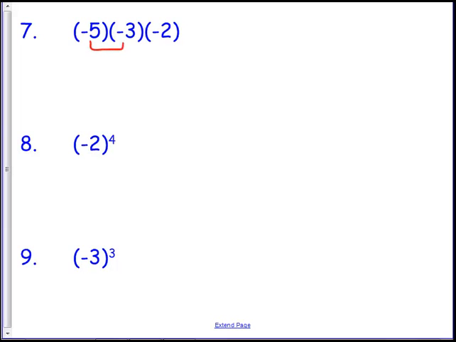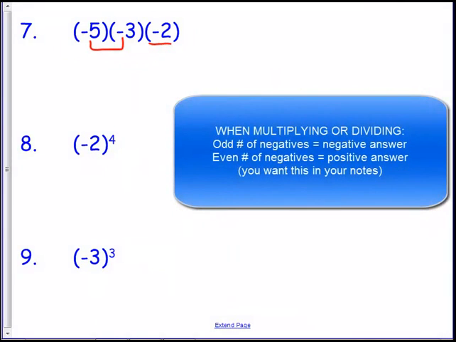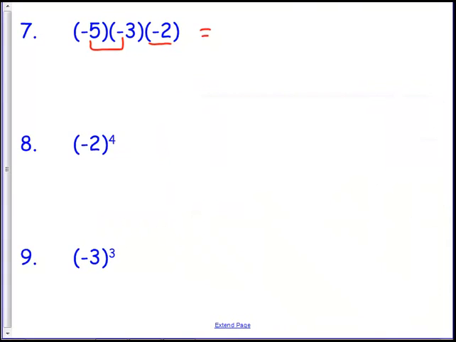We know that 2 negatives will make a positive when we're multiplying and dividing, but then we also see this other negative. Remember, if we have an odd number of negatives when multiplying or dividing, our answer will be negative. If we have an even number of negatives when we're multiplying and dividing, our answer will be positive. So since we have an odd number of negatives, I know my answer is going to be negative. Now I can just do the multiplication.